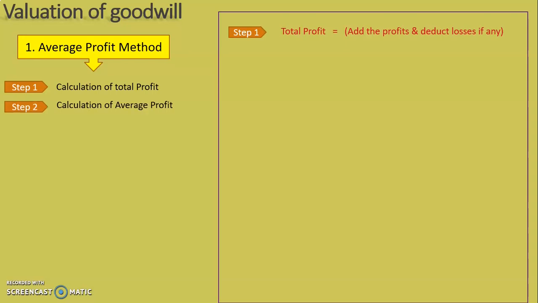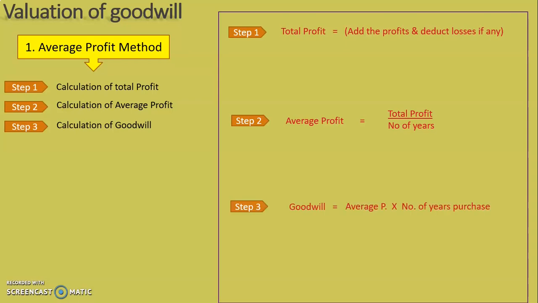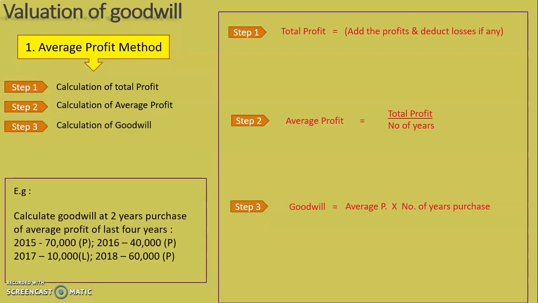Then we calculate the average profit, that is total profit upon number of years. And last, we arrive at the value of goodwill by multiplying the average profit by the number of years purchased, that will be given in your problem. Let's understand this with the help of an example.